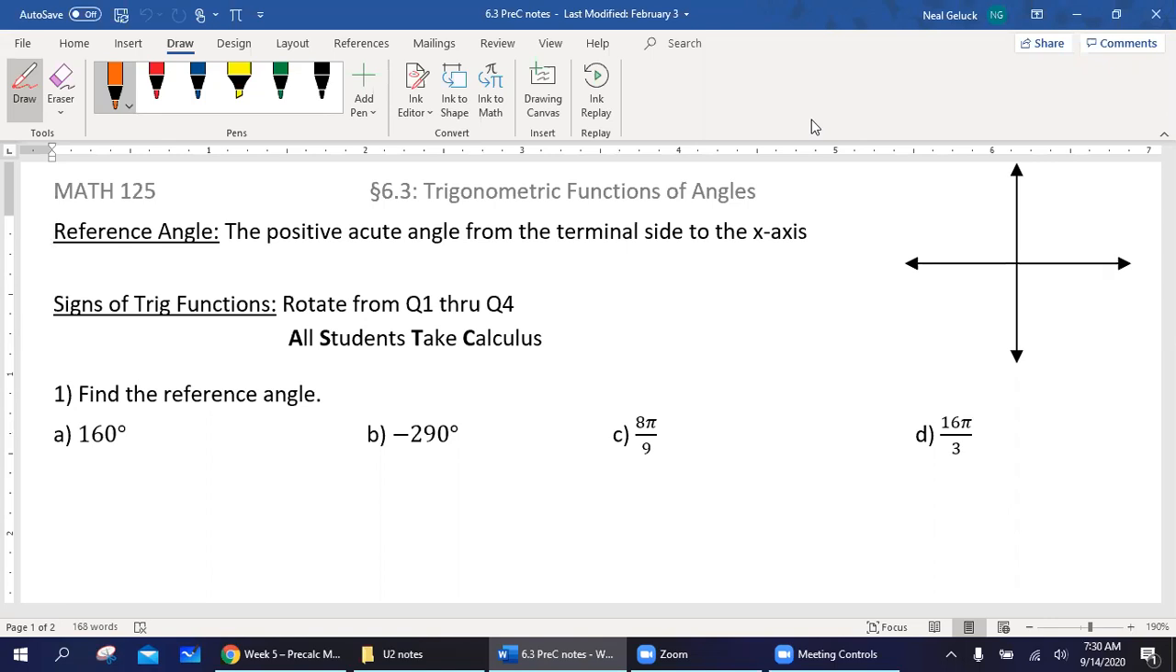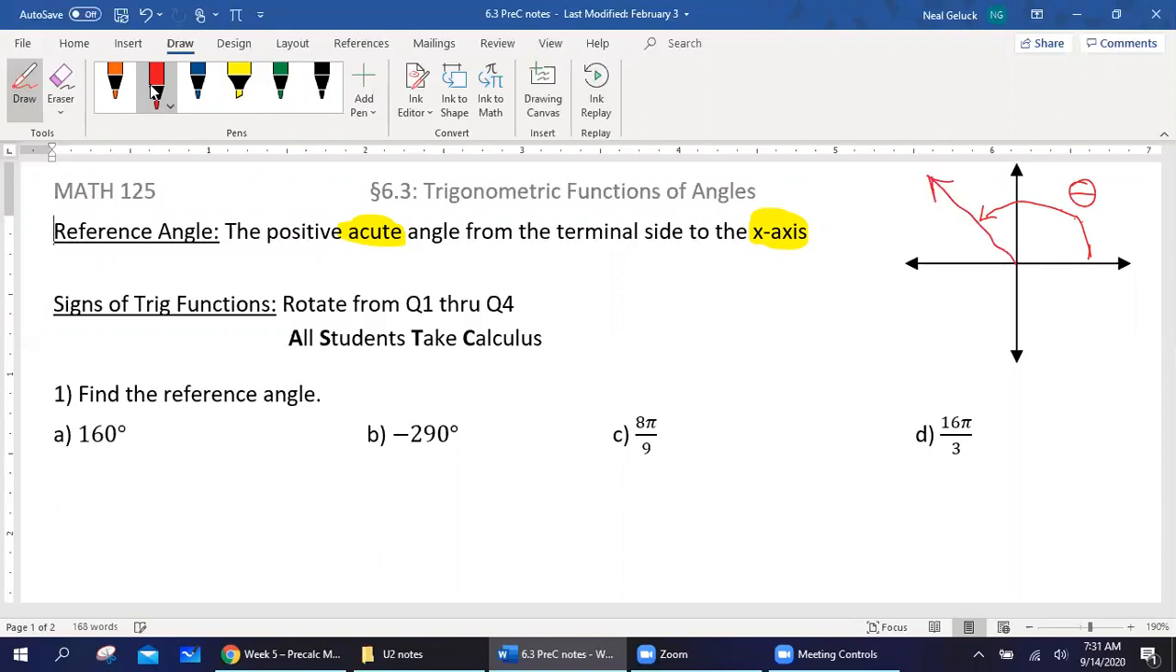The reference angle is always going to be the acute angle to the x-axis. Big key there is x-axis. So if I gave you an angle of, say, 143 degrees or something like that, that angle would terminate in the second quadrant. Positive angles rotate counterclockwise. So whatever that angle is, let's just call it theta.